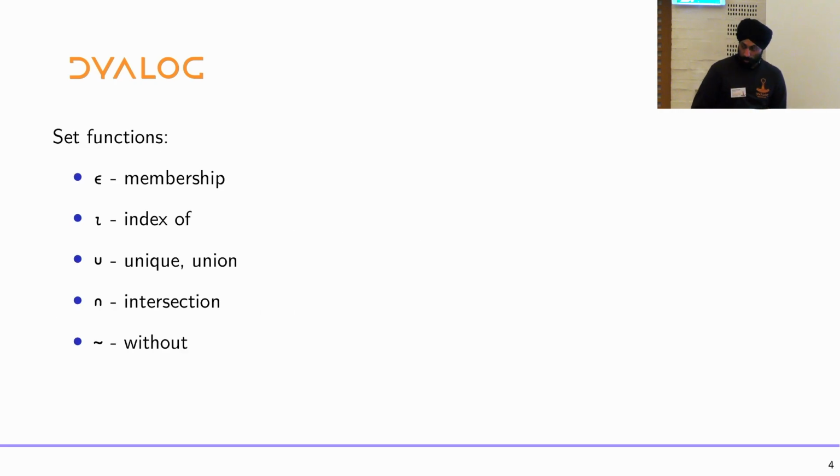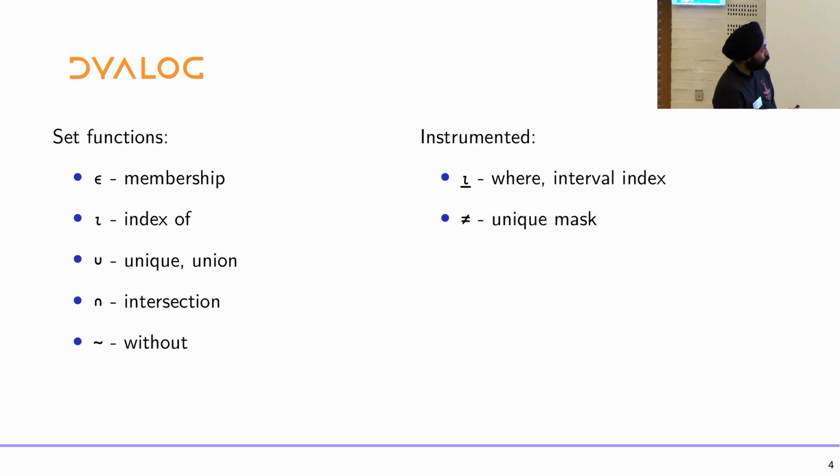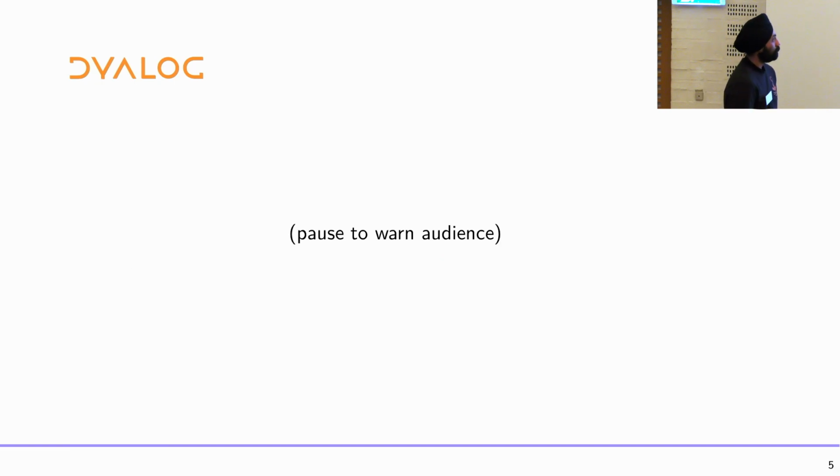Right, so first, what do I mean by set primitives or set related functions? So membership, index of, union, unique, intersection, without. I'll talk about instrumentation at the end, but also where interval index and unique mask have seen changes from 18.0 to 19.0. And also find, which I also measure but hasn't seen any changes.